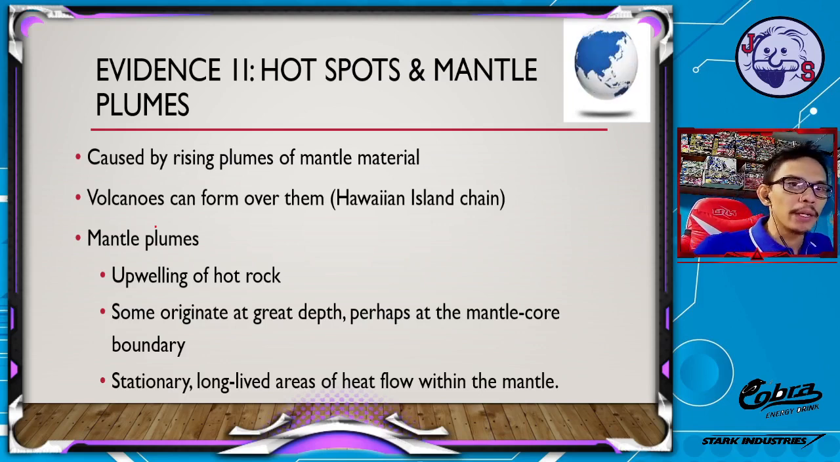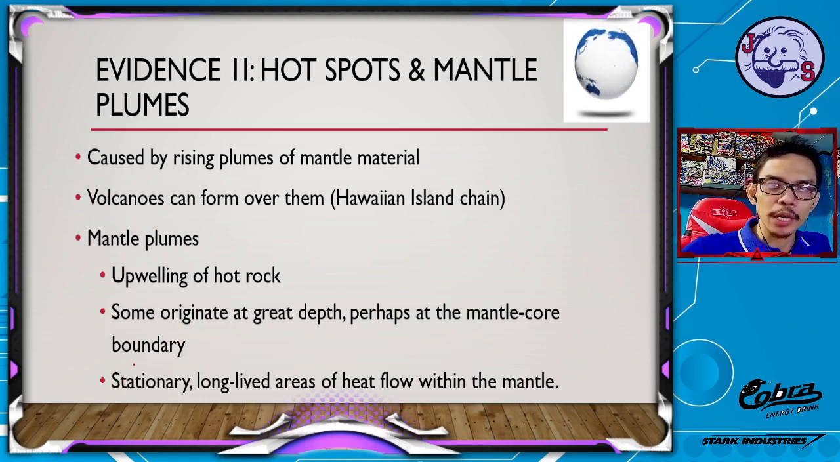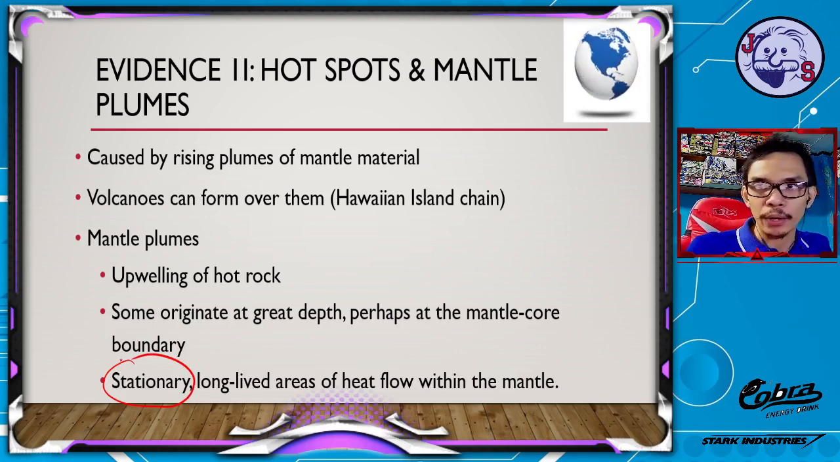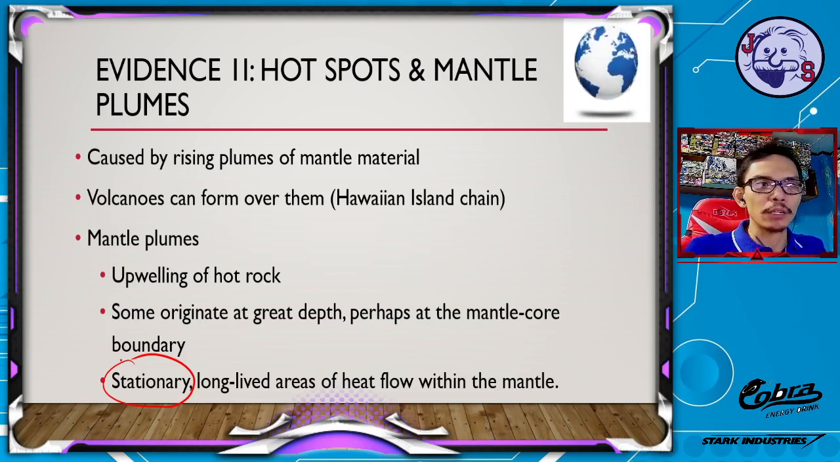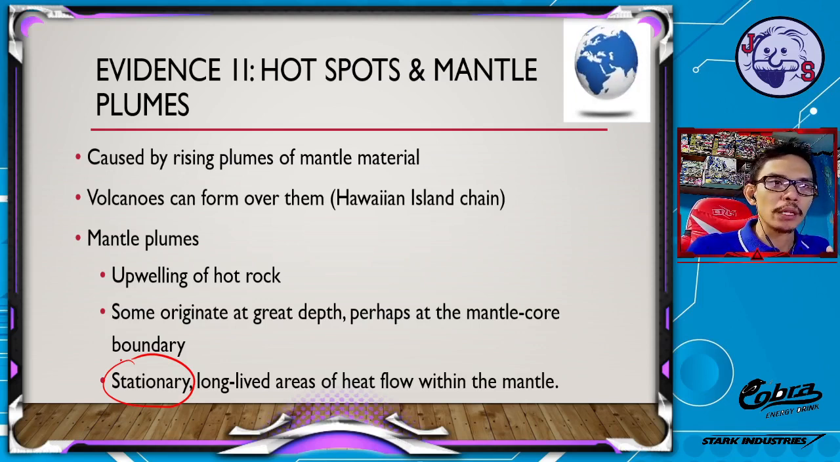over them. Now aside from that, these mantle plumes are stationary. They are long-lived, so they do not disappear, they do not move anywhere else in the mantle itself. So it stays in one place, and it is continually supplying heat on that particular area.